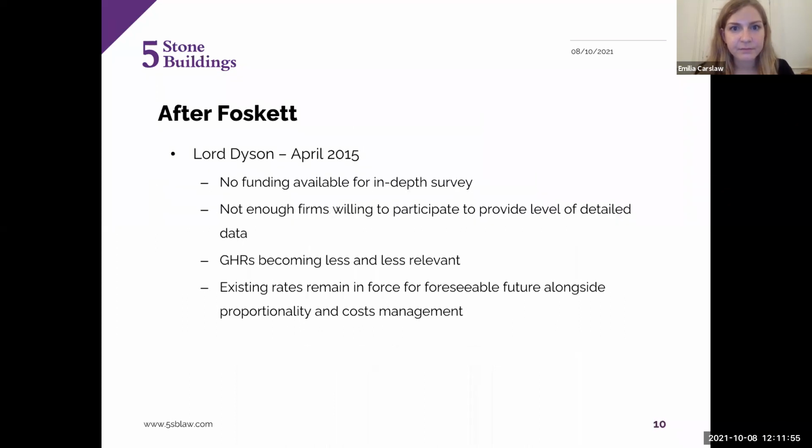Next slide, please. So why since then have they been languishing without an update? Well, Lord Dyson made another statement the following year in 2015, which said that the GHRs, as they were, would remain in force for the foreseeable future, alongside proportionality and cost management. And partly there wasn't enough funding available, not enough firms were willing to participate. GHRs were, he said, becoming less and less relevant, but he did say that they weren't not relevant, partly because of advances in tech and business practice models, sub-specialisation, the proportionality principle, cost budgeting, and fixed costs. It remains to be seen whether he was actually right. And so they did remain in place for the foreseeable future.